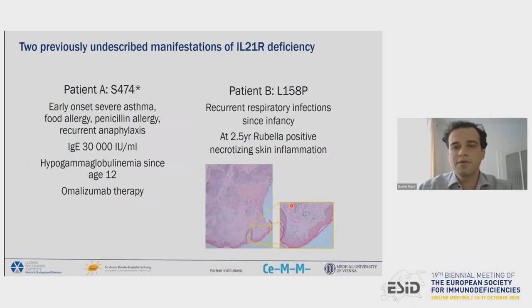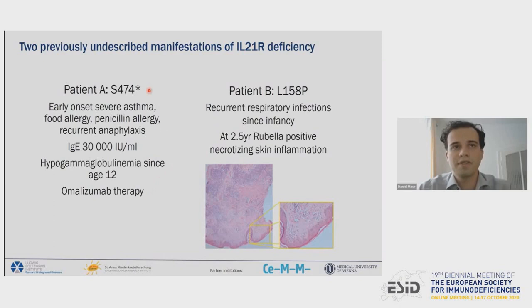And in addition to these most common features, 2 novel unpublished patients exemplify the heterogeneity of the disease. Patient A initially presented with severe asthma and recurrent anaphylaxis, and as seen in previously published IL-21 receptor deficiency patients, patient A had increased IgE levels, albeit to a much more extreme extent. It was only later on that hypogammaglobulinemia and recurrent infections manifested in this patient, who is now on omalizumab treatment.